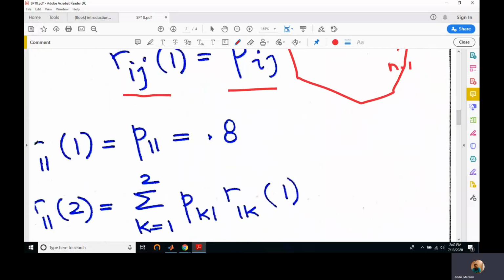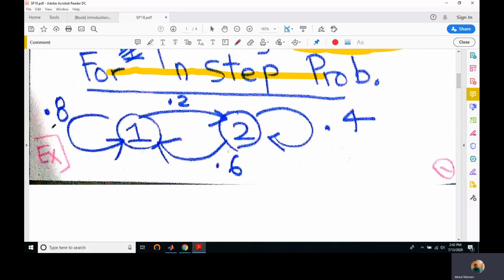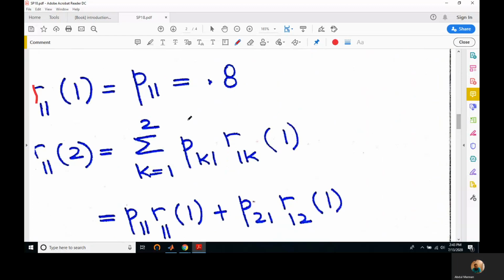Right, R11 of 1 is P11. In this chain, R11, the probability of landing at 1, given it is at 1 initially, is 0.8. So let's solve it for R11 of 2. So this is time n, where at time n is equal to 1, this is the time.